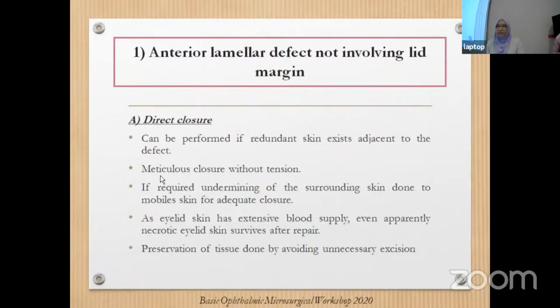Usually the upper lid is actually quite easy because we have redundant skin in the area. So we must close without tension. And then usually the skin can actually mobilize. That's how we can do direct closure. And then we need to avoid unnecessary excision.